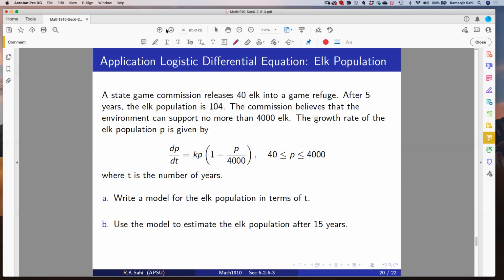Okay, let's do one example on a logistic differential equation, and I'm going to apply it to an elk population. Let's read the problem. A state game commission releases 40 elk into a game refuge. After 5 years, the elk population is 104. The commission believes that the environment can support no more than 4,000 elk. That means that's the carrying capacity. The growth rate of the elk population P is given by this logistic differential equation model, where the population P started at 40 and it can only go up to 4,000. And T represents the number of years.